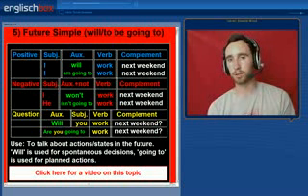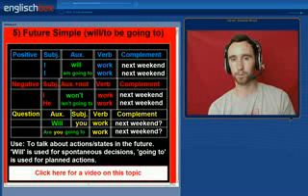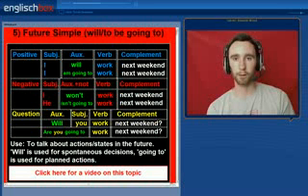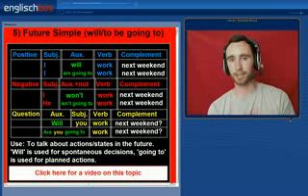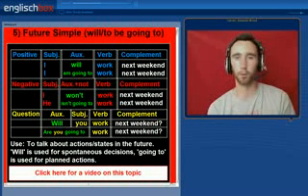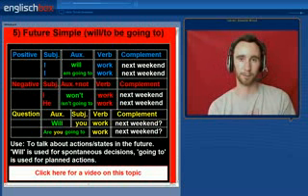But you can also use going to. I am going to work next weekend. In many situations, these are quite interchangeable. You can use both. But we normally use will for spontaneous decisions and going to for planned actions. So when you're talking about your plans for the weekend, you say, I'm going to. I'm going to play football. I'm going to meet friends, for example.